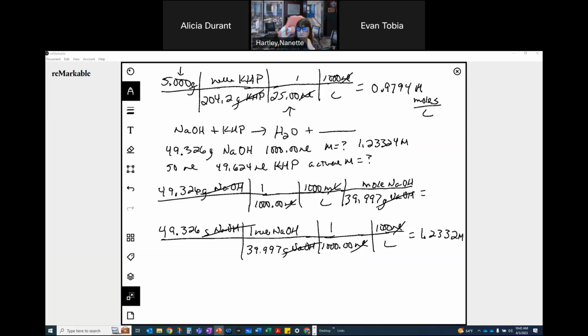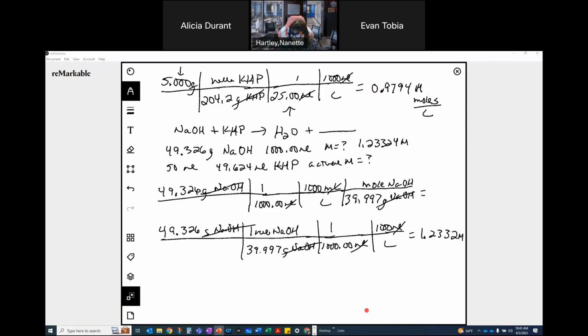I think I have to go back to the standardization. I'm looking through my notes. Yes, I need to go back to standardization. Okay. And what do you need from there? KHP. Okay. What part of it? And why do you need to go back? The molar mass, because I don't know.